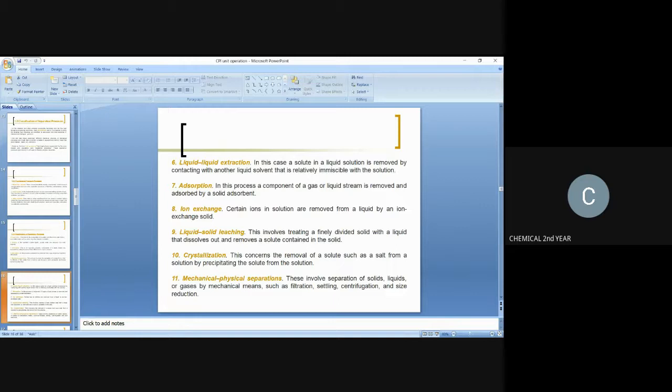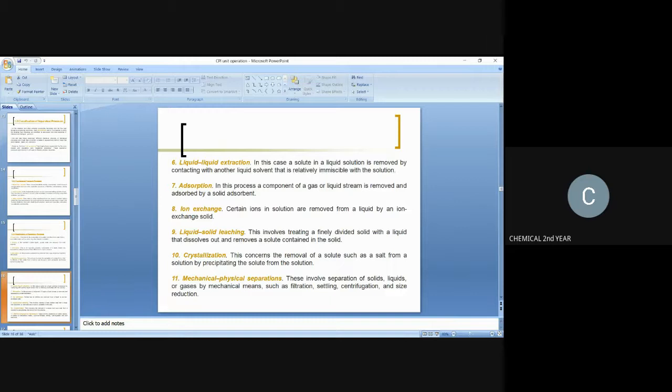Next, adsorption. In this process, a component of a gas or liquid stream is removed and adsorbed by a solid adsorbent. Next, ion exchange. Certain ions in solution are removed from a liquid by an ion exchange solid. Next, liquid-solid leaching. This involves treating a finely divided solid with a liquid that dissolves out and removes a solute contained in the solid.